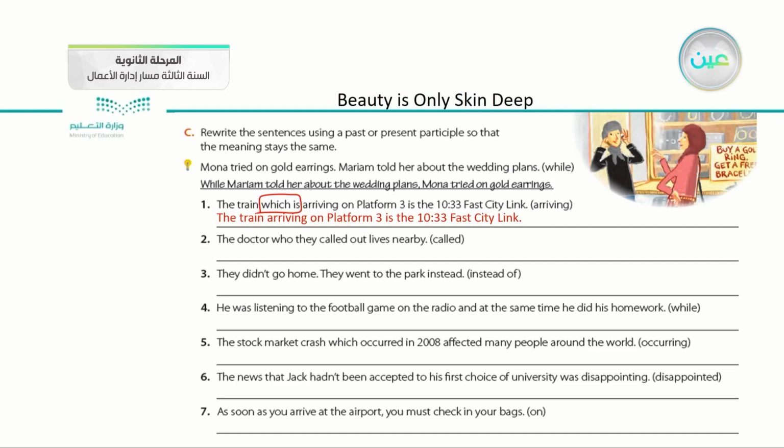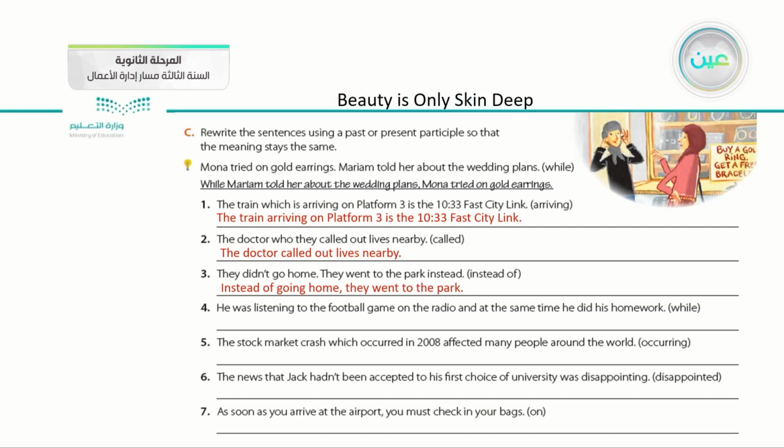Now, I wish you can do the rest of the sentences on your own. Number 2, the doctor who they called out lives nearby. And we are asked here to use the word called. So the answer is, the doctor called out lives nearby. What happened? We took out some part of the sentence. Number 3, they didn't go home. They went to the park instead. So the answer is, instead of going home, they went to the park.